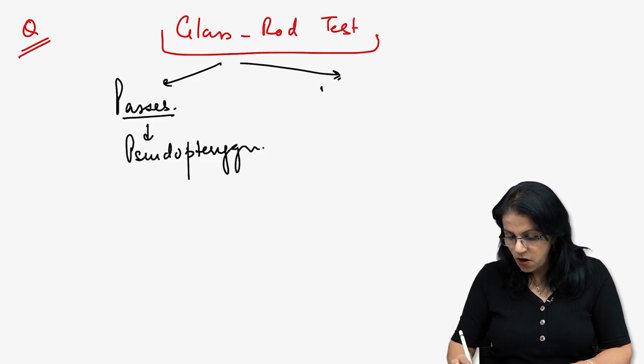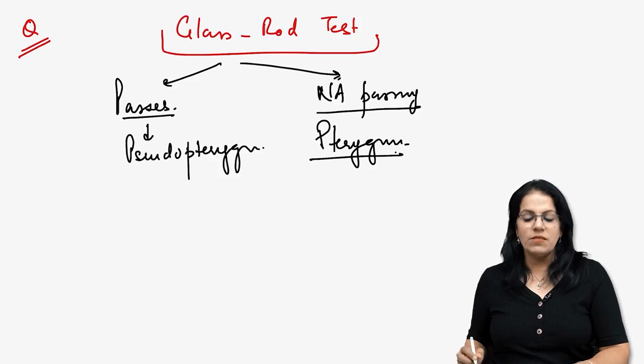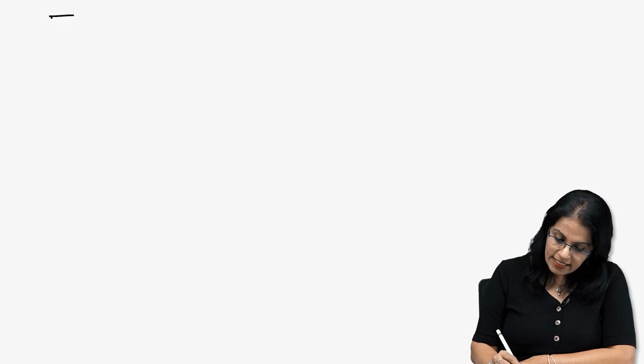Whereas, when it is not passing, then you will say now this is pterygium. If it is not passing, it is pterygium. This is what the glass rod test and hazard exam are, right? So, we will write here that treatment is excision.